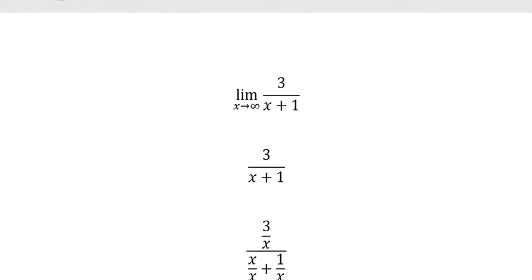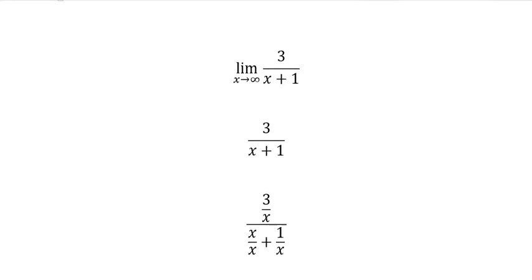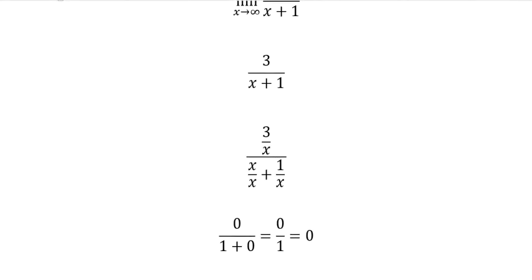This is number 25 in section 9.2, and we are going to evaluate the limit as x approaches infinity of 3 over x plus 1. So to do this algebraically, we're going to take the function 3 over x plus 1, and then we're going to divide each term by the highest power of x.